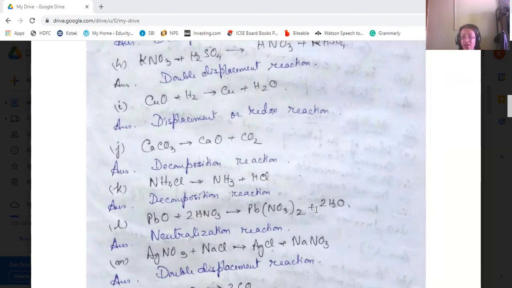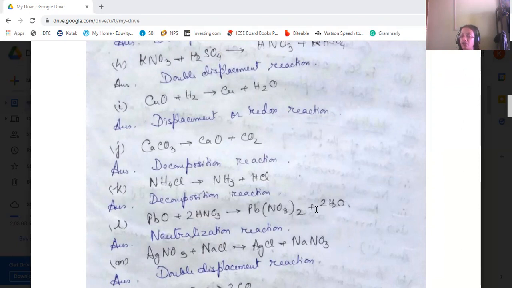Then PbO, that's a base, reacting with nitric acid, 2HNO3, forms Pb(NO3)2 plus 2H2O. So salt and water is formed. Therefore, when a base reacts with an acid to form salt and water, that's a neutralization reaction.